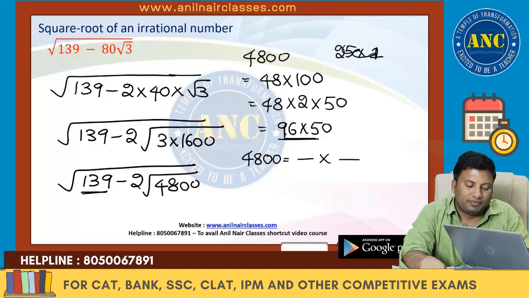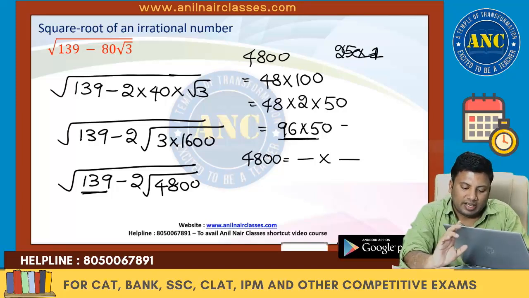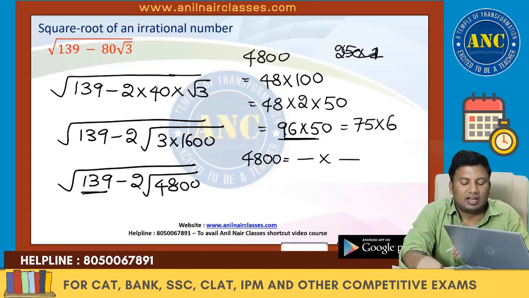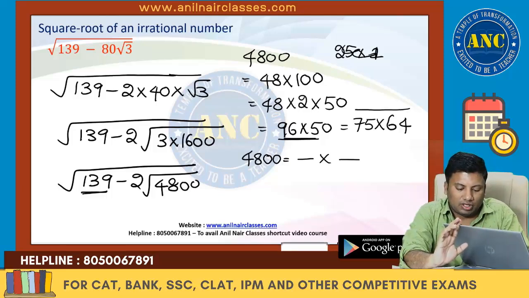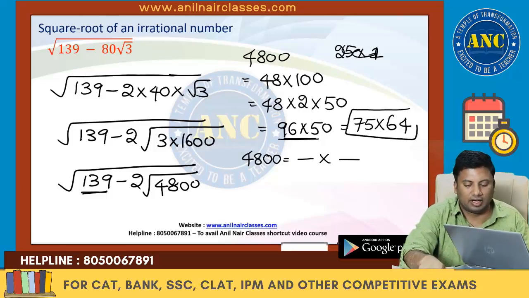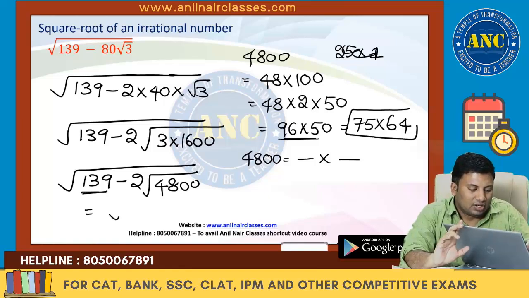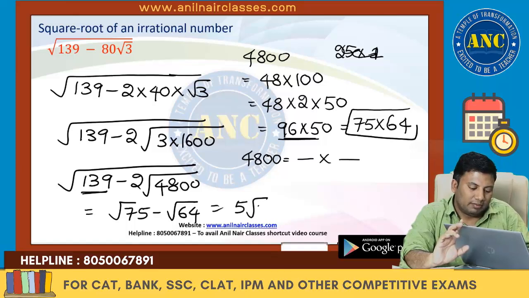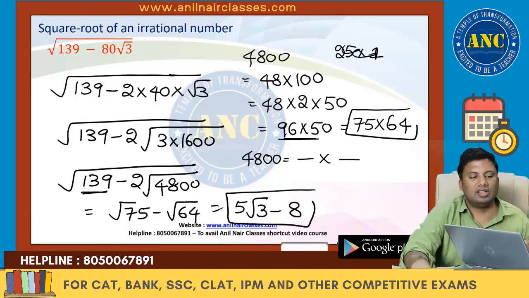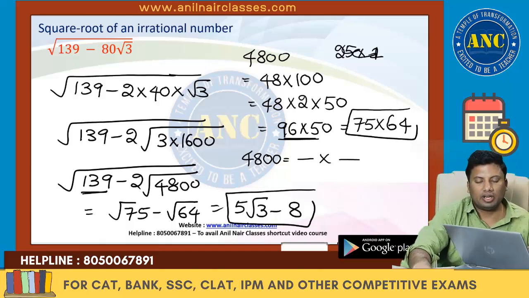96 into 50, right? So let us take whether 75. 75, 6 are 450. 450, it is 64. 75 plus 64 is 139. So it is root 75 minus root 64. This is nothing but 5 root 3 minus 8. Answer is nothing but 5 root 3 minus 8.